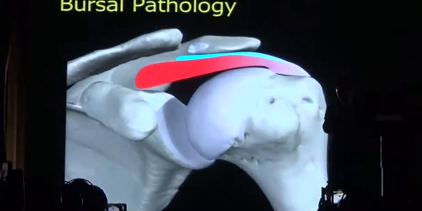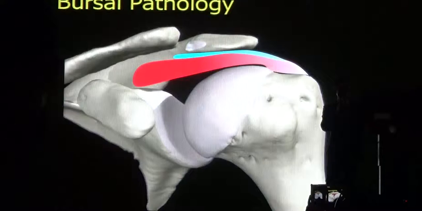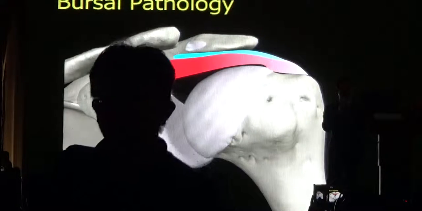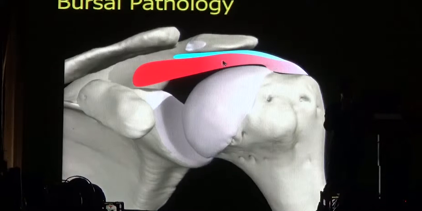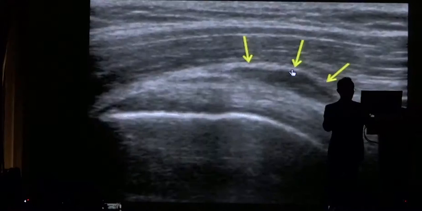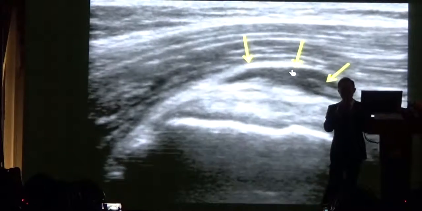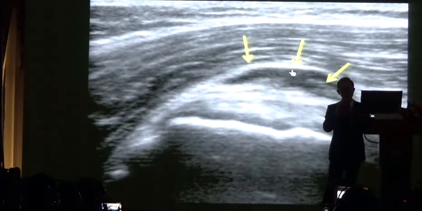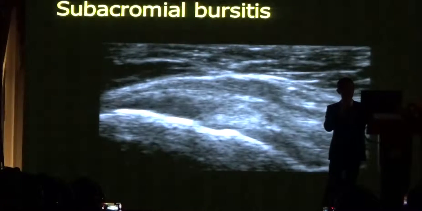Let's look at bursal pathology first, which is one of the key features of impingement. The bursa, you can see here, is in the blue surrounding the pink tendon. And you can see that using dynamic examination, that bursa can bunch up against some of the other structures. And we know that when we see that, often the patient will be symptomatic and have a clicking sensation in the shoulder.